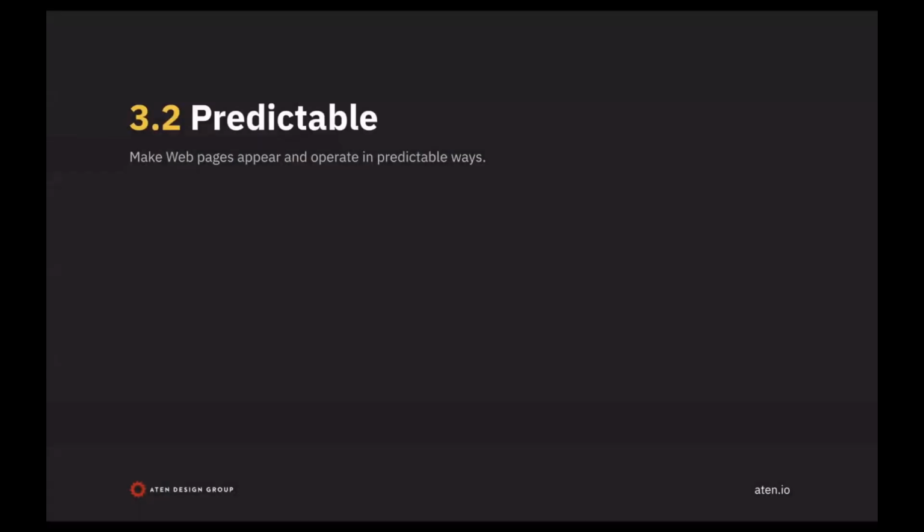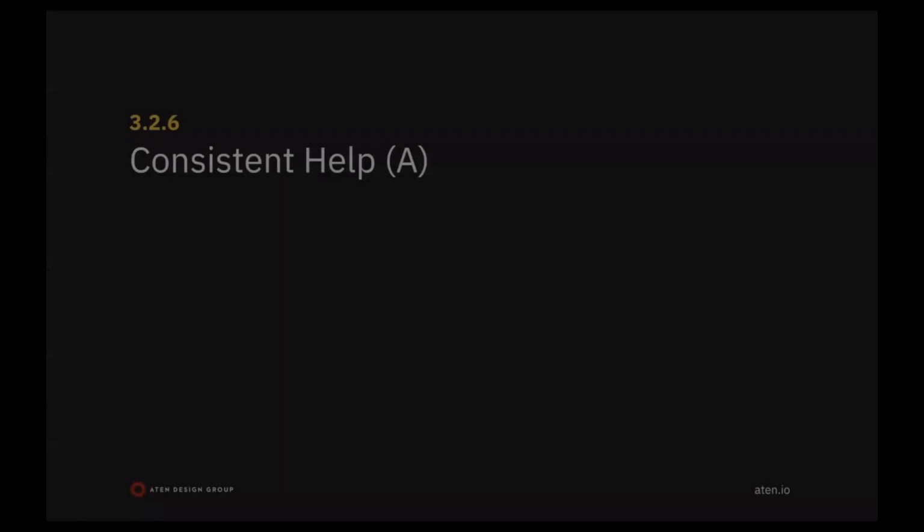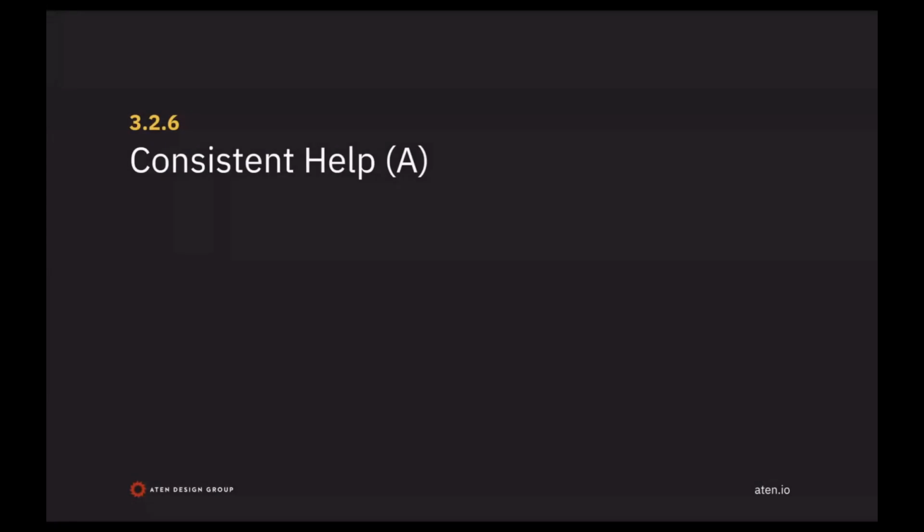Our next success criteria falls under the guideline predictable, where we want to make web pages appear and operate in predictable ways. This one is regarding consistent help. And as you can see, it's just an A guideline, so everyone should be doing this. Consistency in design is important to an accessible user experience to begin with. Working with the right people and educating yourself on best practices will ensure that location, text, and appearance are all consistent to avoid any confusion.